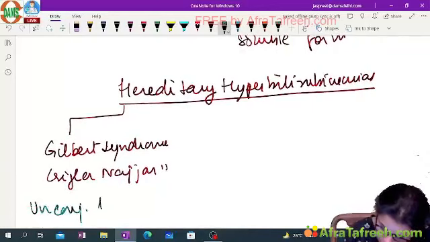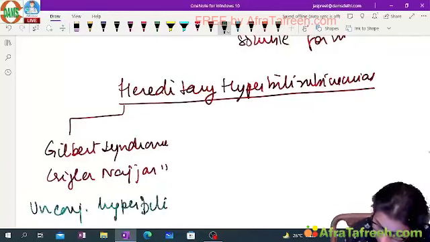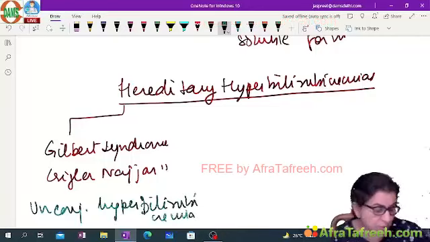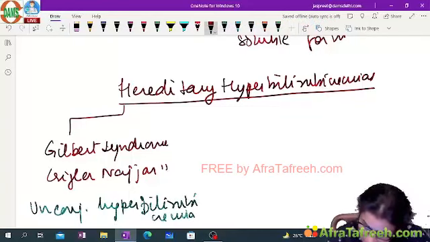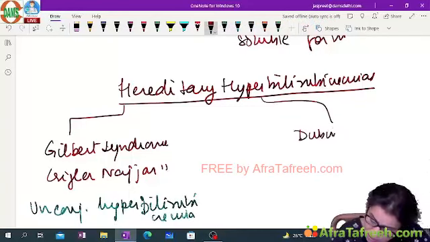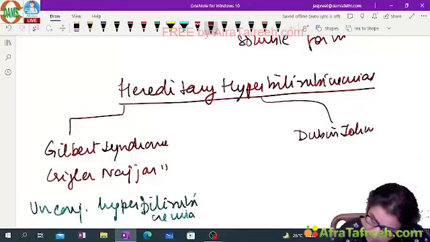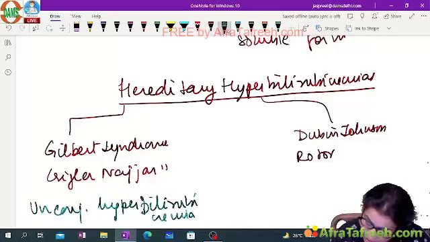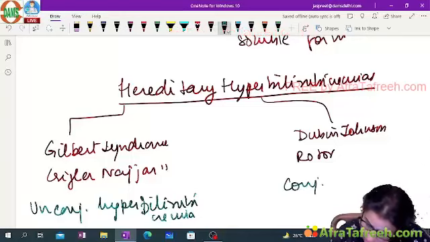So they increase unconjugated bilirubin. And second, I will talk about Dubin-Johnson and Rotor syndrome. Dubin-Johnson and Rotor both cause conjugated hyperbilirubinemia.